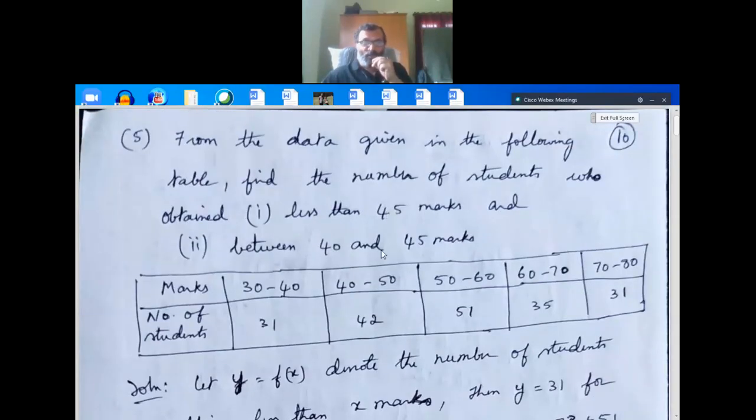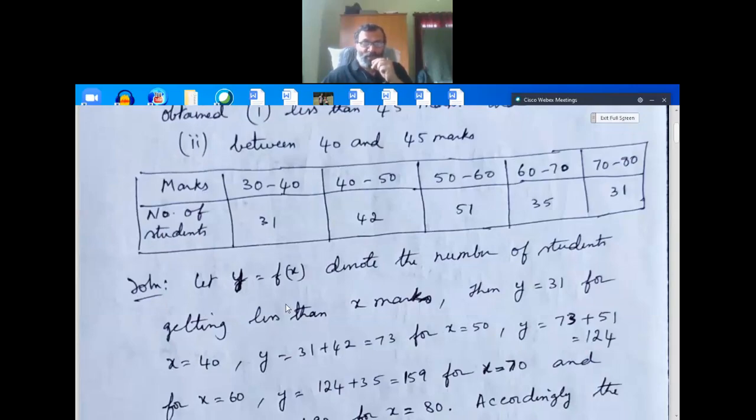So let y is equal to f of x denote the number of students getting less than x marks. Y is equal to f of 45 means it denotes the number of students getting less than 45 marks.